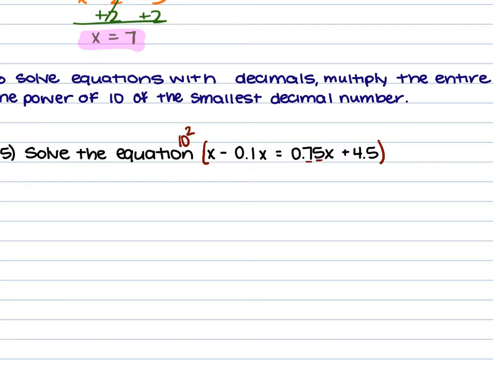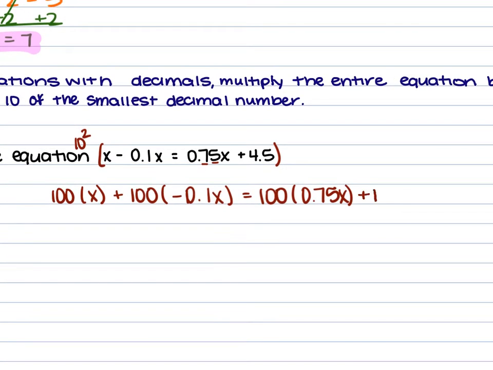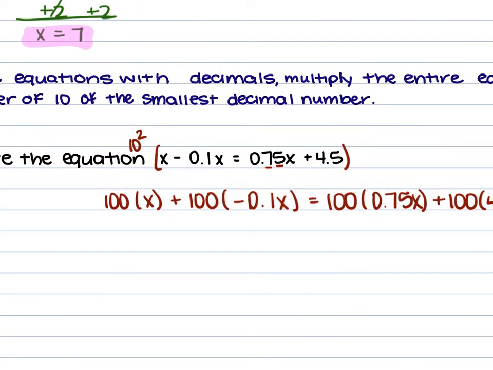so that's 100. So I'm going to do 100 times x plus 100 times negative 0.1x is equal to 100 times 0.75x plus 100 times 4.5. When I multiply by a power of 10, I'm just moving the decimal on that number by so many place values, and the amount of place values I'm moving is the amount of zeros that's in my power of 10.